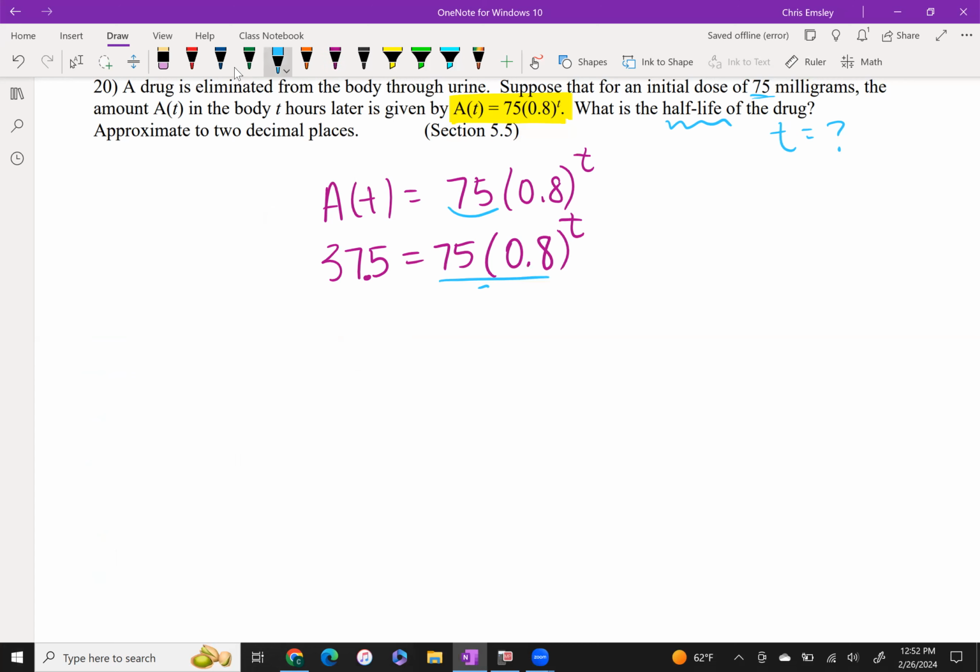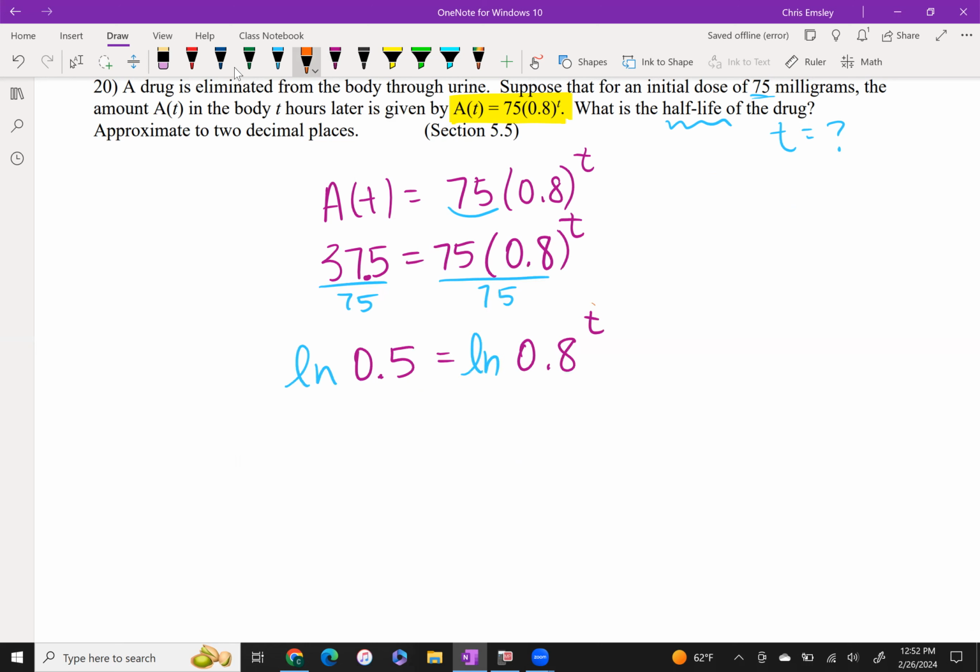We're going to start by dividing both sides by 75. 37.5 divided by 75 is 0.5. Half-life, that's the 1/2 right there. And we need to take the log of both sides. You can do natural log or regular log. I'm going to do natural log this time just for fun.